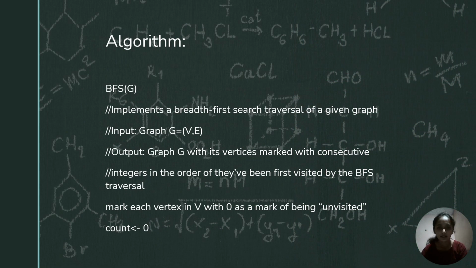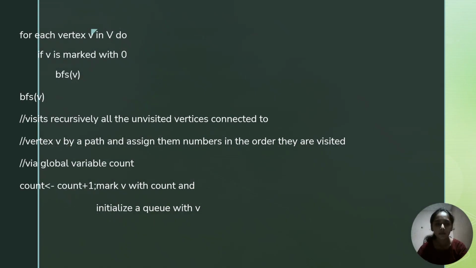Algorithm of breadth first search (BFS). It implements a breadth first search traversal of the given graph. Input: graph G equals (V, E). Output: graph G with its vertices marked with consecutive integers in the order they have been visited by the BFS traversal. Mark each vertex in V with 0 as the mark of being unvisited. count = 0. For each vertex v in V, do: if v is marked with 0, bfs(v).